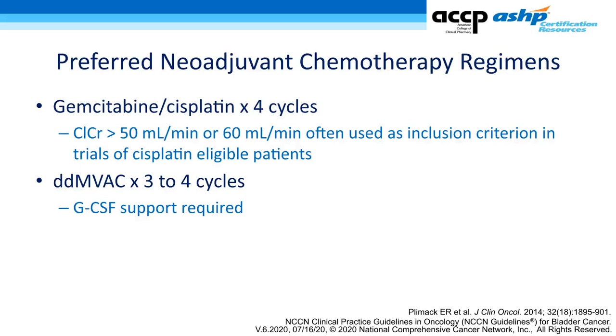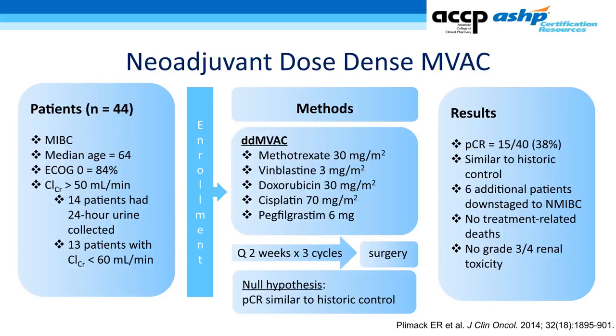But that's why GemCis is included as a preferred neoadjuvant chemo regimen, again, based off extrapolation from studies in the metastatic setting, or dose-dense MVAC for 3 to 4 cycles, and because it's dose-dense, it does require GCSF support. If you are relatively new to oncology pharmacy, there is a good chance you may not have seen dose-dense MVAC. It certainly, as we just mentioned on the last slide, is a preferred option for neoadjuvant, cisplatin-based chemo for muscle-invasive bladder cancer. But we'll see that its toxicity profile is a little harsher compared to cisplatin gemcitabine. However, in the neoadjuvant setting, it really does have the best evidence and is still a preferred option.